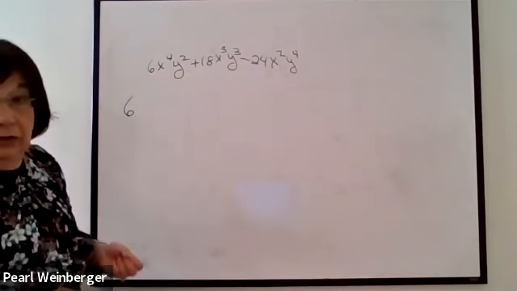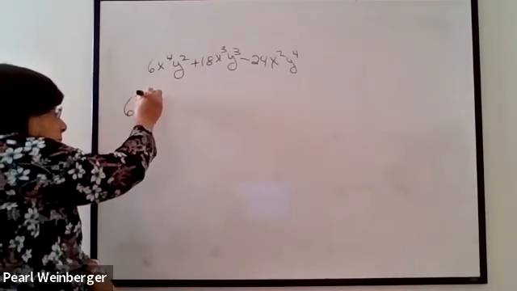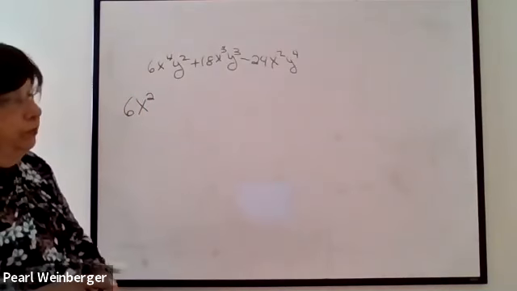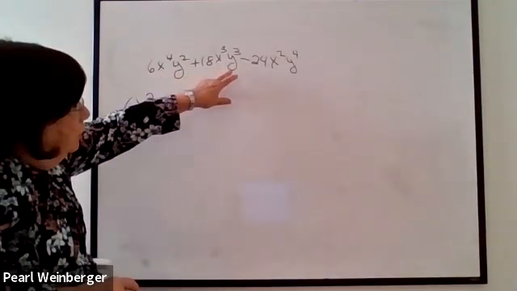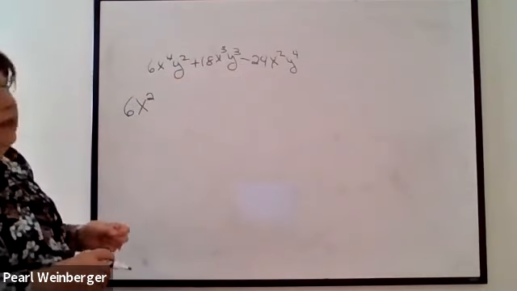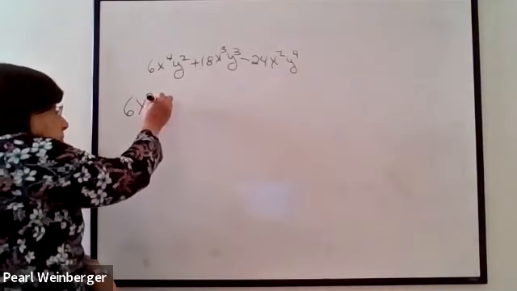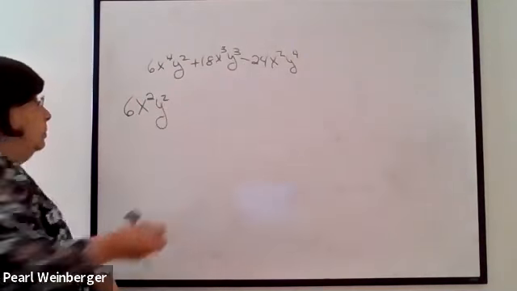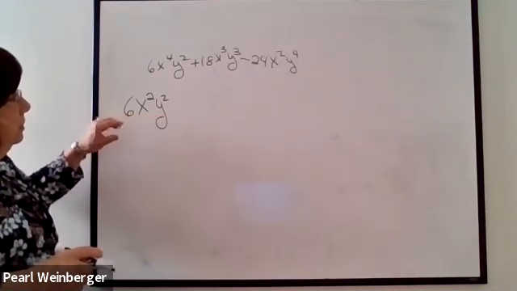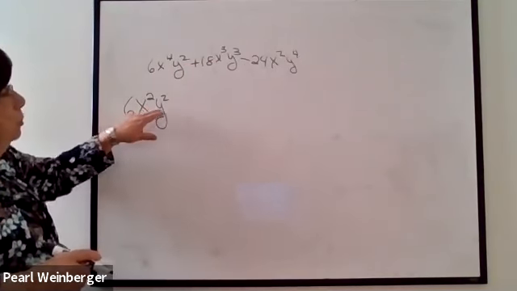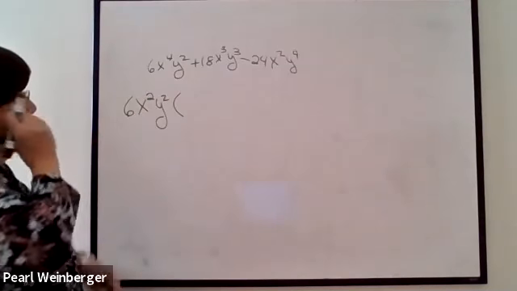There's an x to the fourth, an x cubed, and x squared. So there's an x term in each one, and the lowest x one I'm seeing is x squared. Now I look at the y's. There's a y squared, a y cubed, a y fourth. Again, every term has a y in it, and the lowest exponent is y squared. So my common monomial factor is 6x squared y squared. Okay, let's factor this out.